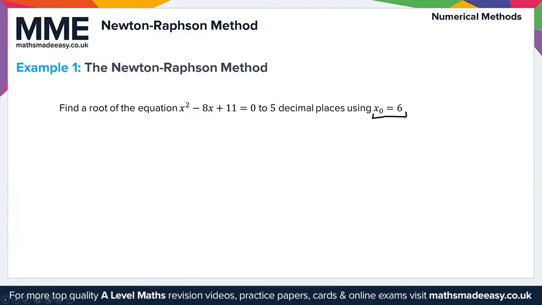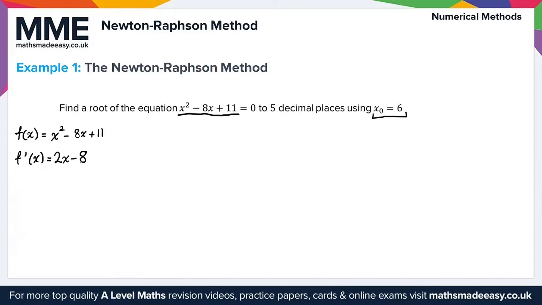Now the first thing we want to do here is define f of x, and f of x will simply be the quadratic. So f of x is x squared minus 8x plus 11. And for f prime of x, that means we just need to differentiate f of x with respect to x. That's hopefully nice and straightforward. That's simply going to be 2x minus 8.